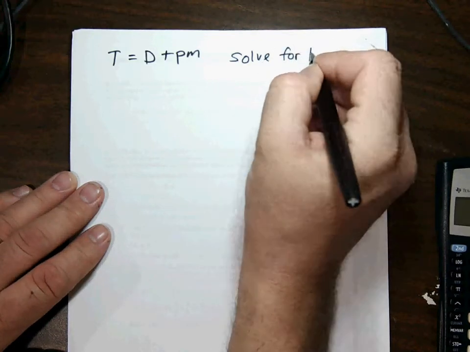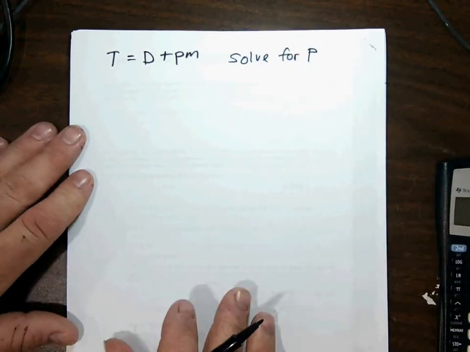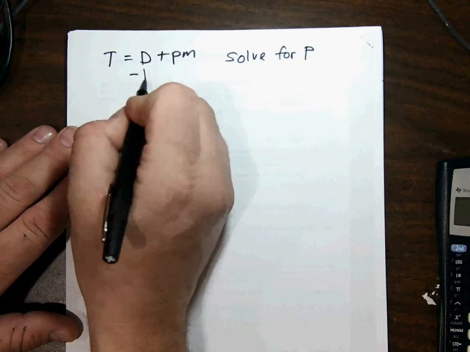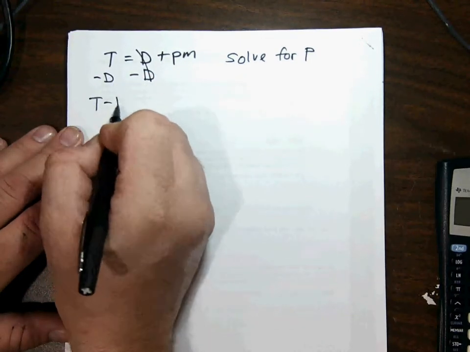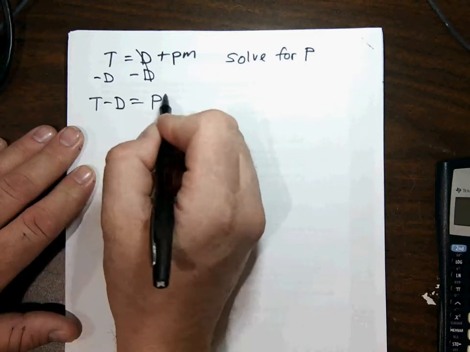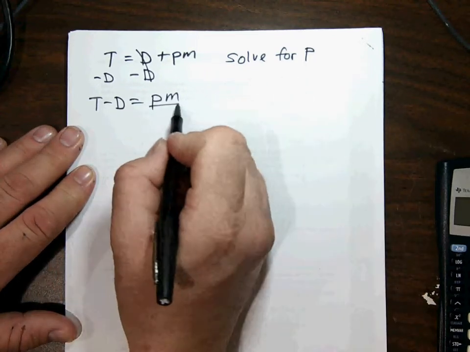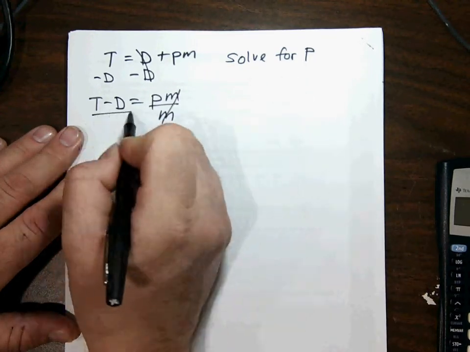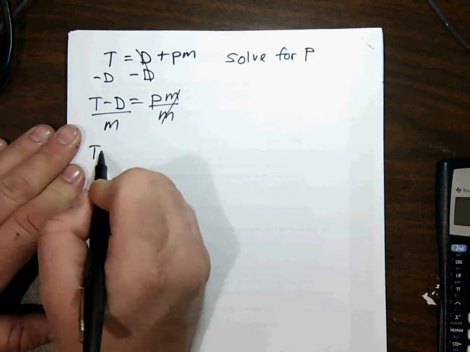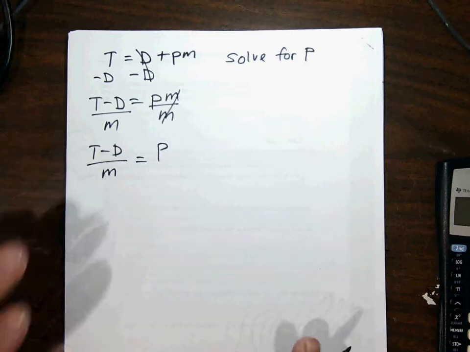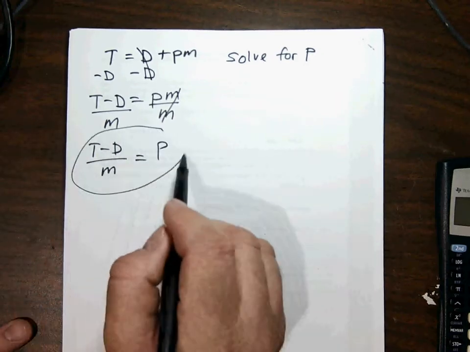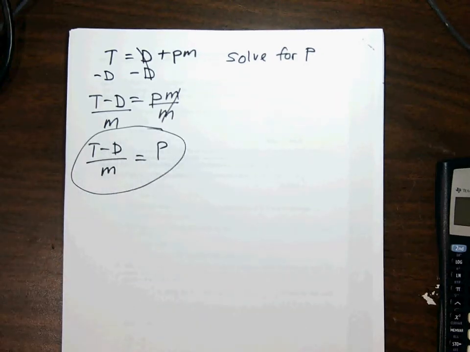Solve for P, let's say. All right, so what am I going to do? Well, first I'm going to get the D out of there. Subtract it. T minus D equals P times M. I want P all by itself, so I'm going to divide M out of there. T minus D over M equals P. Okay? And it really is just that easy.